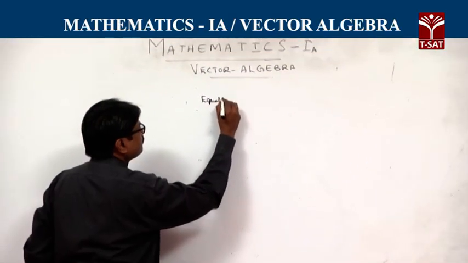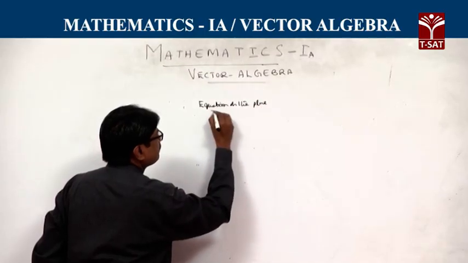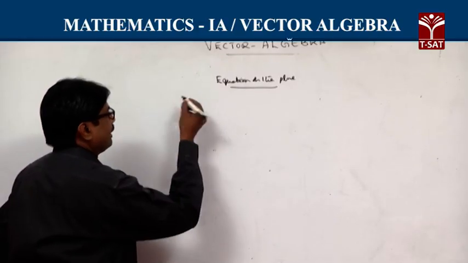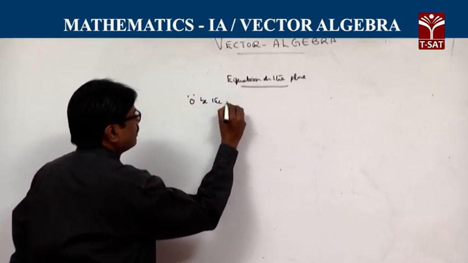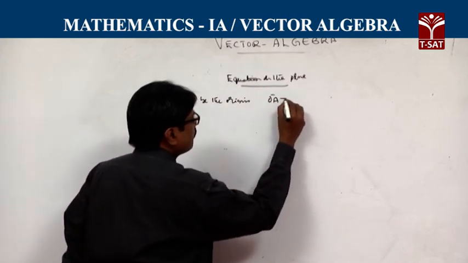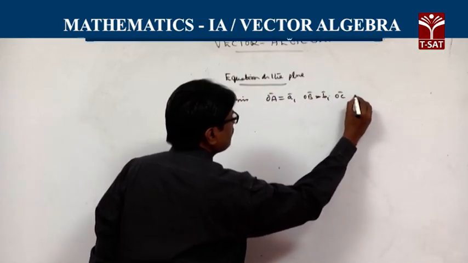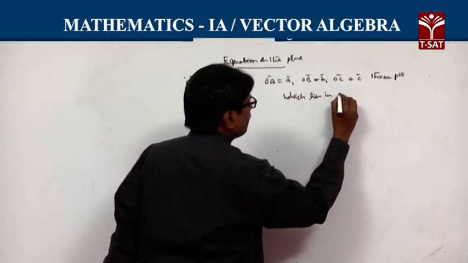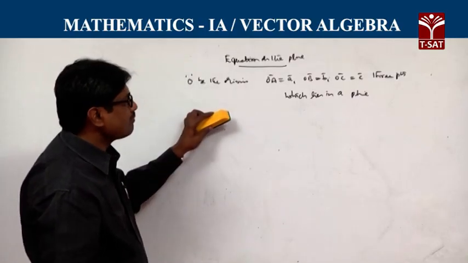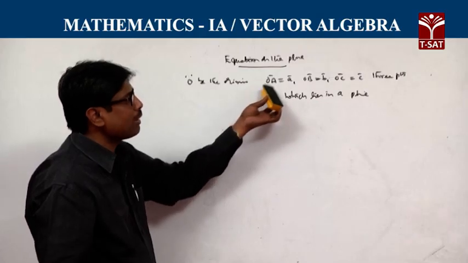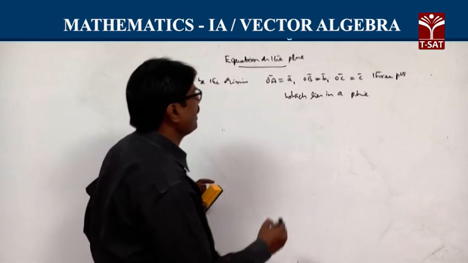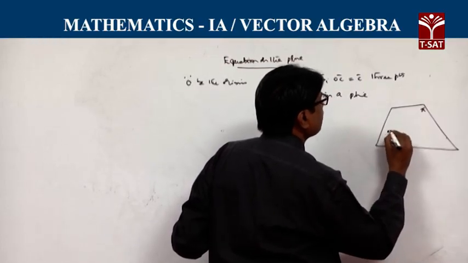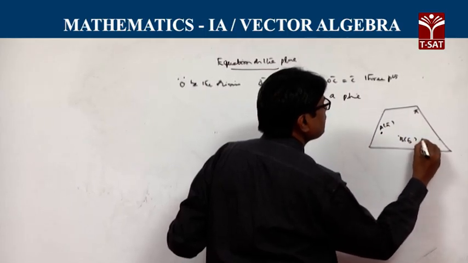Equation of the plane. Consider a plane and find the equation of the plane. Let O be the origin. Consider OA bar is equal to A bar, OB bar is equal to B bar, OC bar is equal to C bar, three points which lie in a plane. Finding the vector equation of the plane passing through three vector points A bar, B bar, C bar. Draw one plane, pi equal to 0, with the origin somewhere, and this plane passing through the three vector points A bar, B bar and C bar.